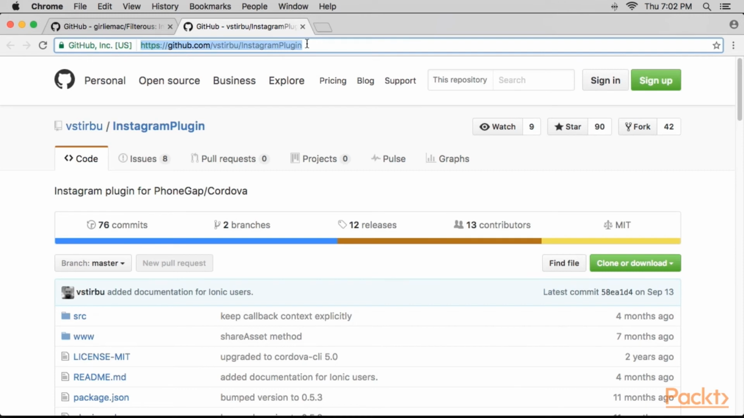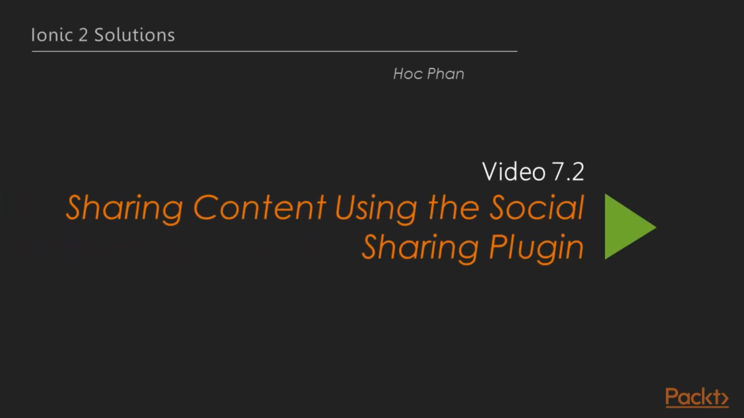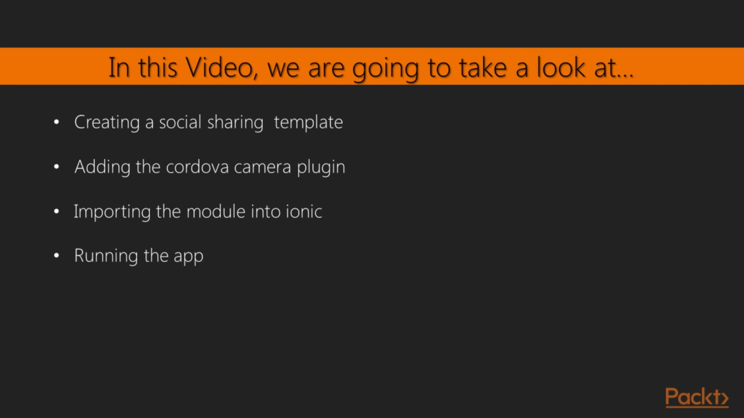In this video we took a photo using the camera plugin. In the next video we'll be sharing content using the social sharing plugin. Welcome back. This is the second video of the section, sharing content using the social sharing plugin. Previously, we learned how to take a photo using the camera plugin. In this video, we'll first create a social sharing template. Then we'll add the Cordova camera plugin. Lastly, we'll import the module into Ionic and run it.